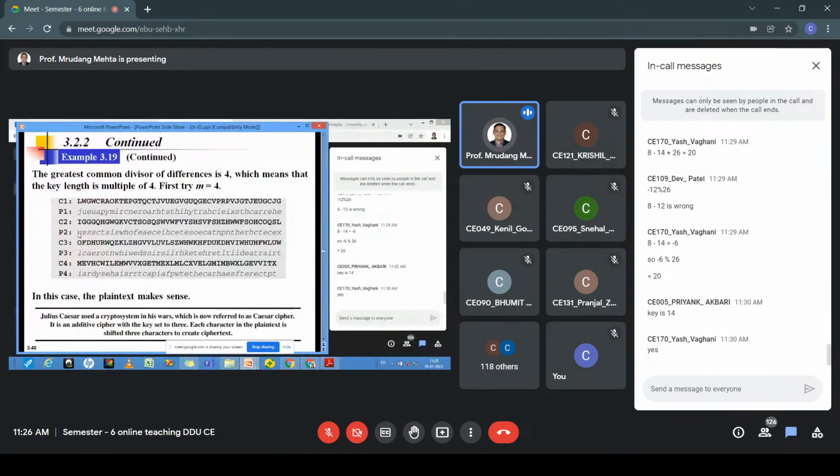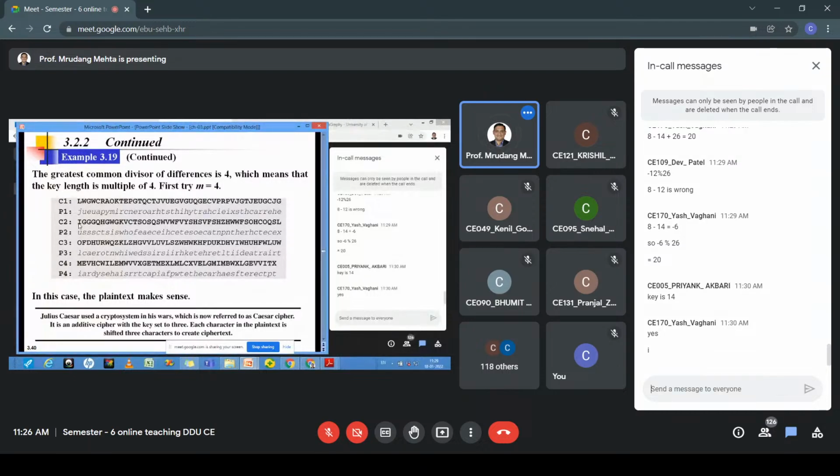Okay. So you have shifted it to 20 by applying this 8 minus 14. 8 is I and U is 20. So in order to get 20, because it is Ci minus Ki, the K value should be 14. So Ci minus K mod 26 results into the plain text letter.